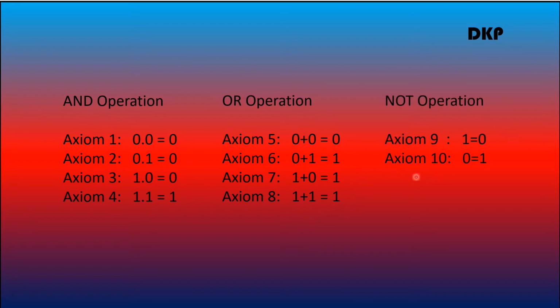The next two axioms, that is axiom 9 and 10, come under NOT operation, that is 1 bar is equal to 0, that is complement of 1 is equal to 0, and 0 bar equal to 1. Complement of 0 is equal to 1. So these two axioms come under NOT operation.